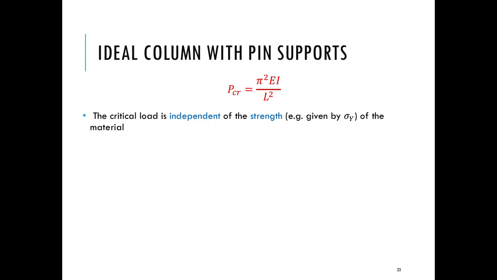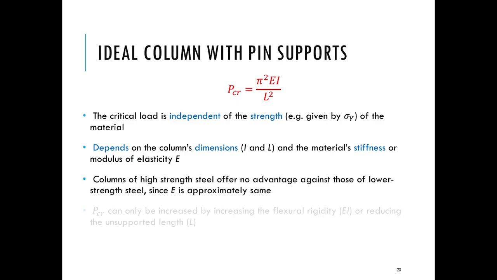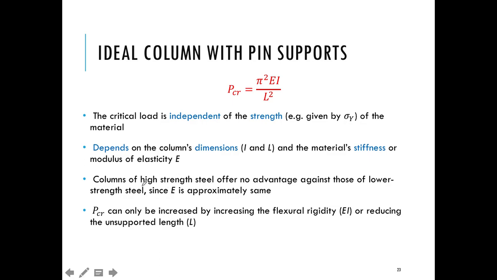Please note that our Euler load, PCR, does not have any dependence on the yield strength of the material. There is no sigma y popping in here. That means even if you change your material so that you get a stronger material, right? So for example, instead of low strength steel, you end up using high strength steel, that would make no difference to P critical, that would make no difference to buckling failure, because both of these types of steels actually have a similar Young's modulus E. Okay, so using a stronger material does not give us any advantages in terms of buckling.